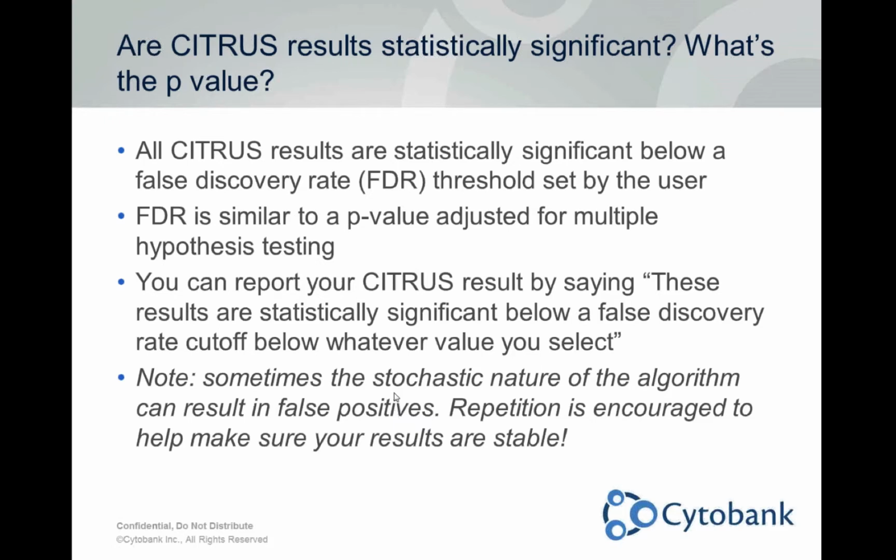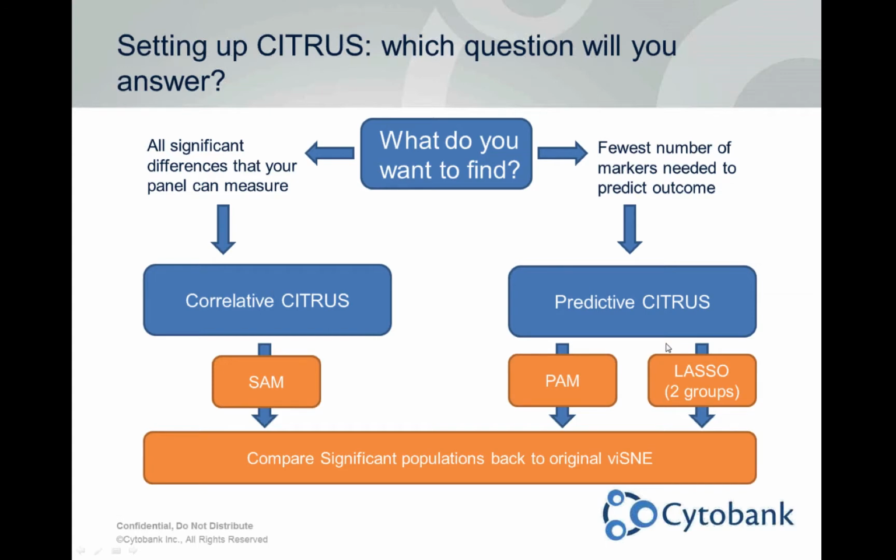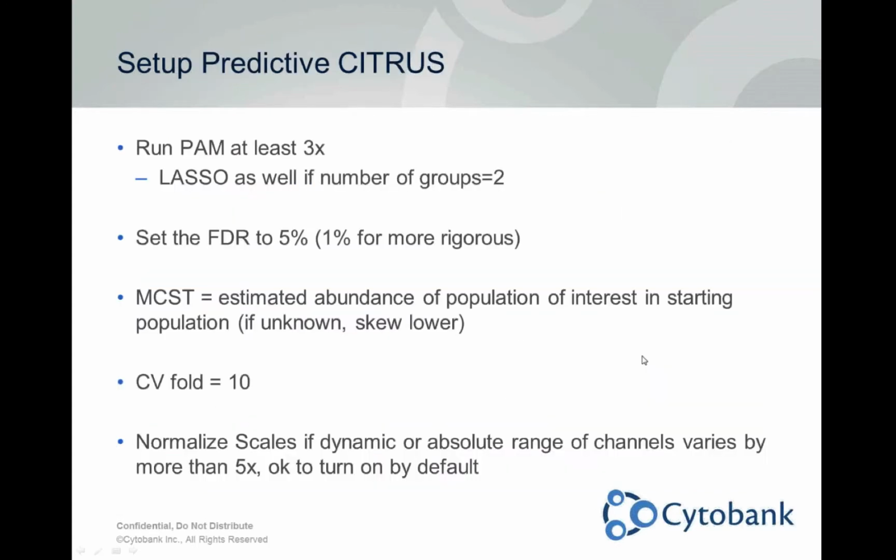So predictive CITRUS, this is the other branch of the decision tree you have to make. If you want to find the fewest number of markers needed to predict an outcome instead of everything different, you can run predictive CITRUS. That's using the PAM and LASSO association models instead of the SAM association model. So again, run PAM or LASSO at least 3 times, just like the correlative CITRUS.